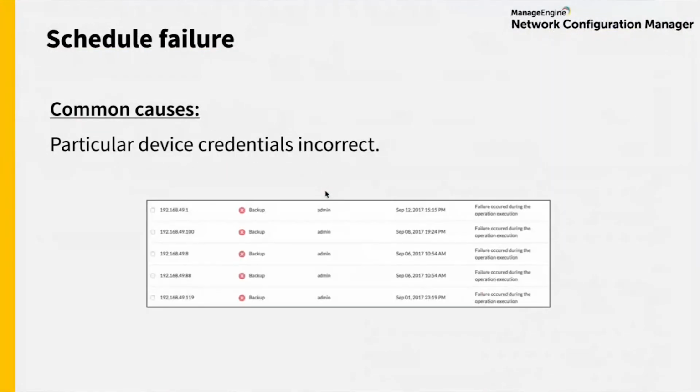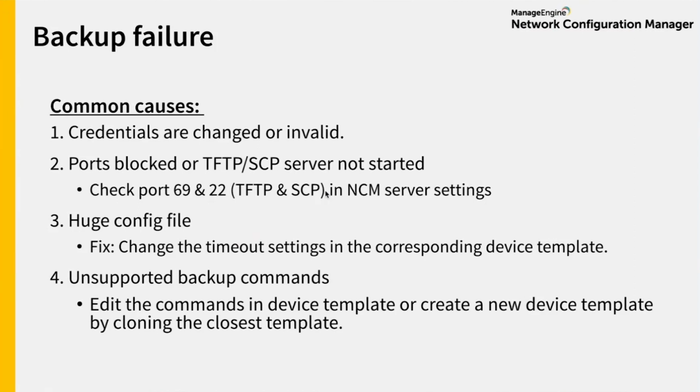In scheduled backup, if there is a failure, the particular device credentials may be incorrect. That is one of the possible reasons. So you can check the credentials and make sure they are correct. Here I've listed some of the backup failure common causes. One is that credentials are changed or invalid. The backup may not be successful if the port is blocked or the TFTP or SCP server is not started, then it will be a failure.